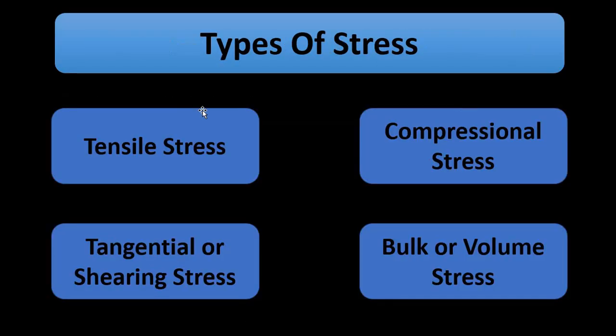So there are different types of stress: tensile and compressional. These two are basically longitudinal stress, and we are dealing with longitudinal stress. Particularly here we'll discuss the tensile stress, which causes elongation. So we have tangential shearing stress and bulk or volume stress. This is bending of materials, this is the change in volume of materials, and these two are related to change of length of materials.